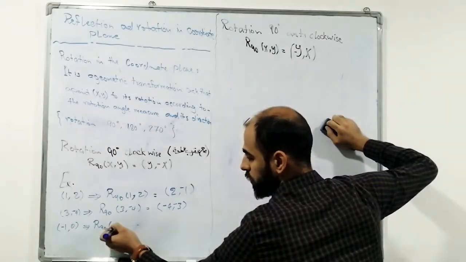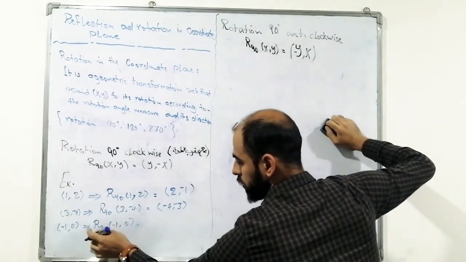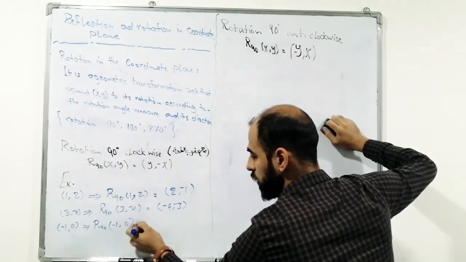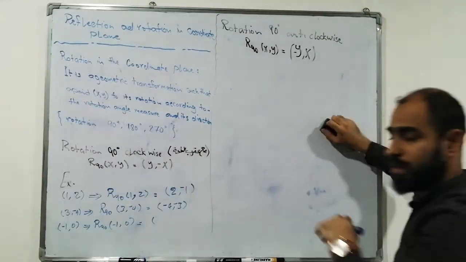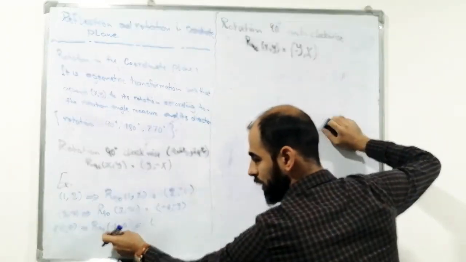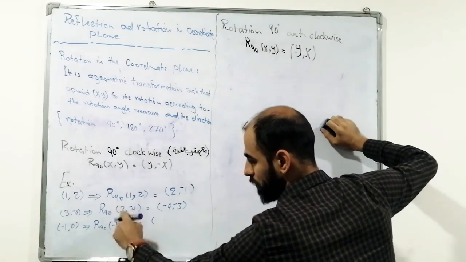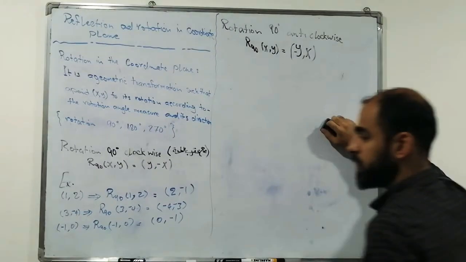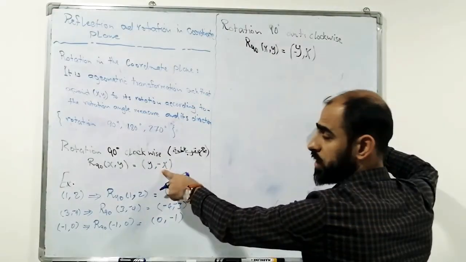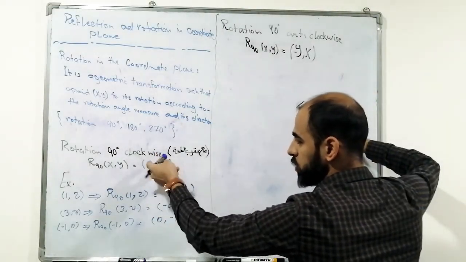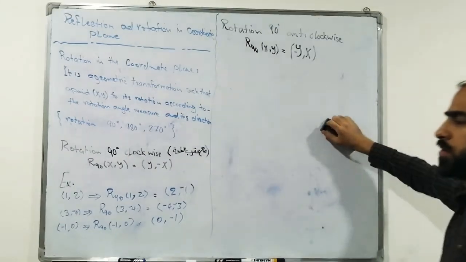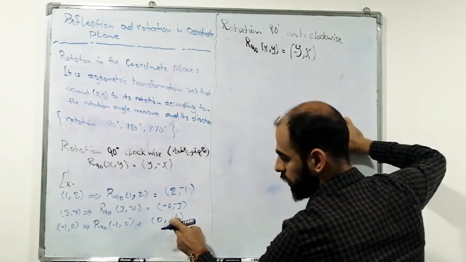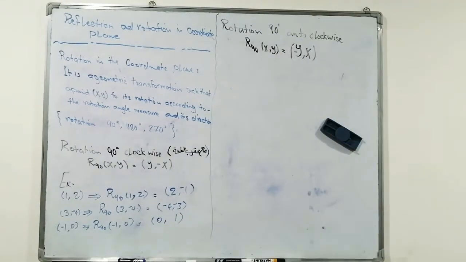For the point minus 1, 0, we find the rotation 90 degree clockwise. We have to put y instead of x and x instead of y, so we swap them. It will become 0, minus 1. Then change the sign of the second part. After we change it, it will become positive y. Negative by negative is positive.